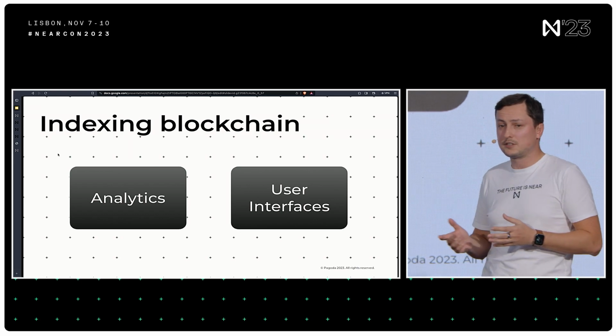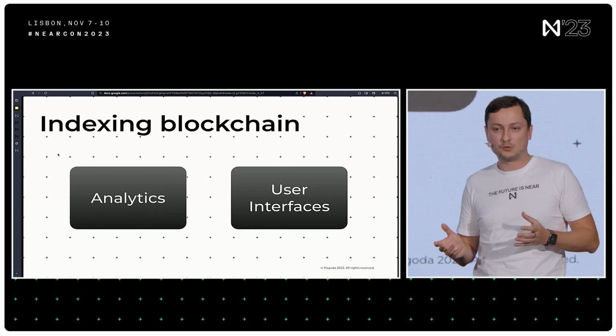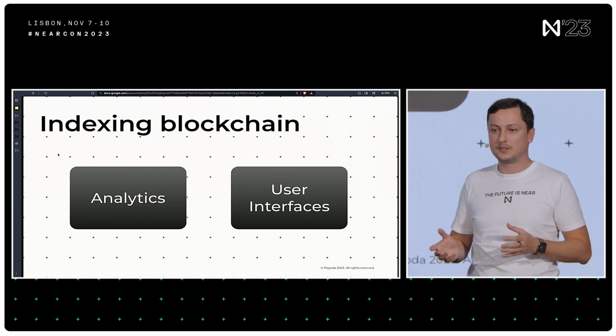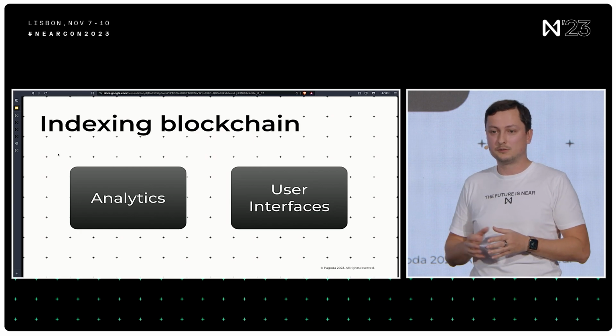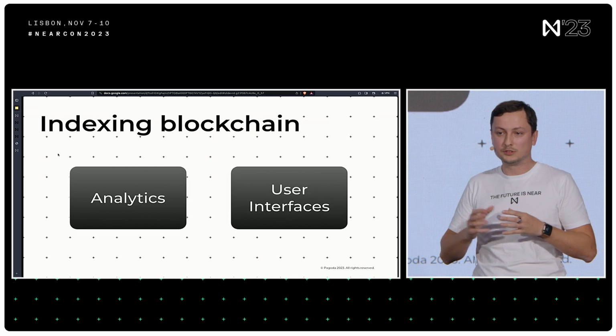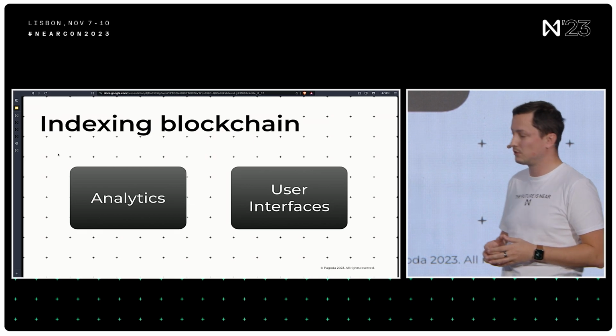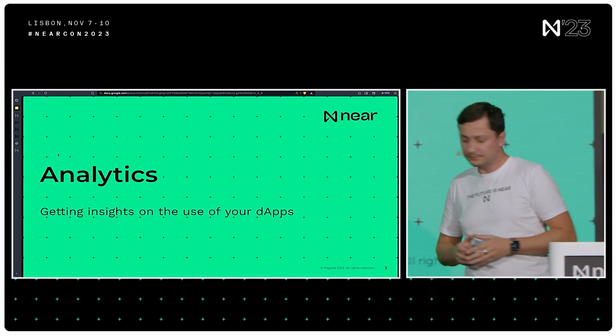And the other use case, probably more important to attract more users, is to build rich user interfaces. And for that, you need a different type of indexer, which is real-time and which gives you all information needed to show on the user interface. So let's talk a little bit about analytics first.